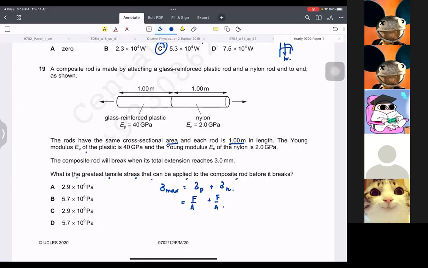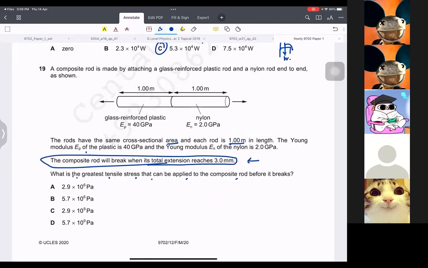Okay. Well, no, this is not happening. We don't have the force, unfortunately. We don't have the area. So we can't do this. Okay, not like this at least. It says the composite rod will break when its total extension reaches this.